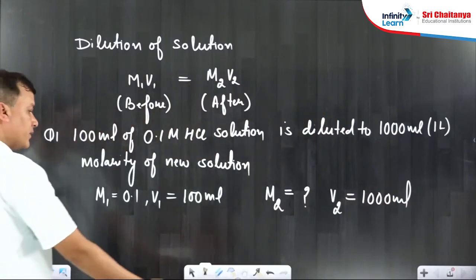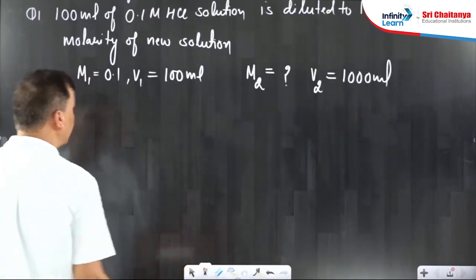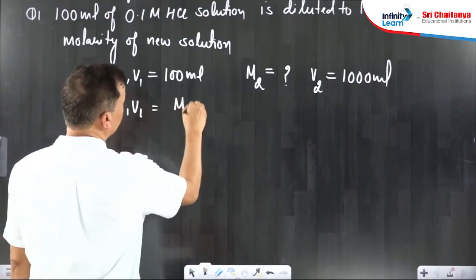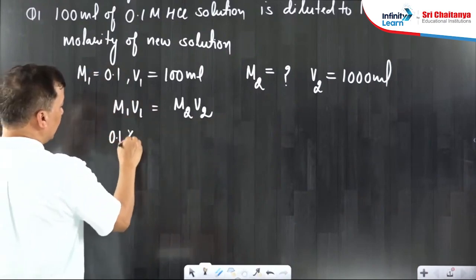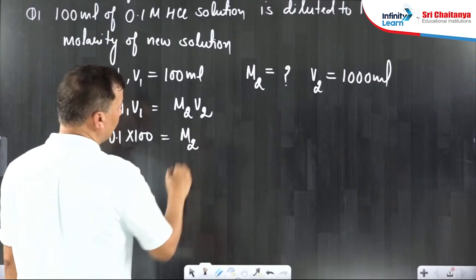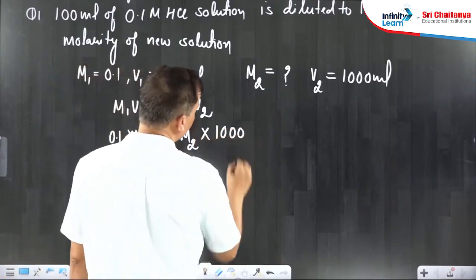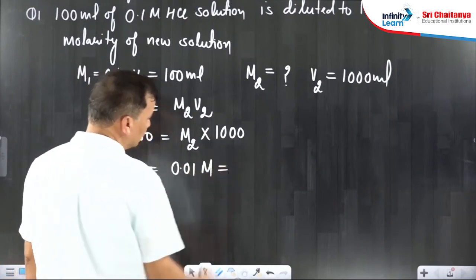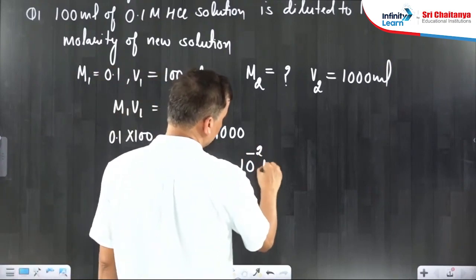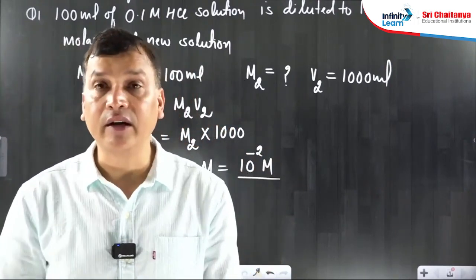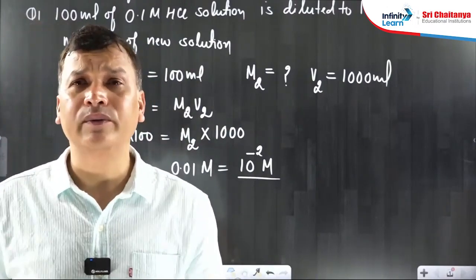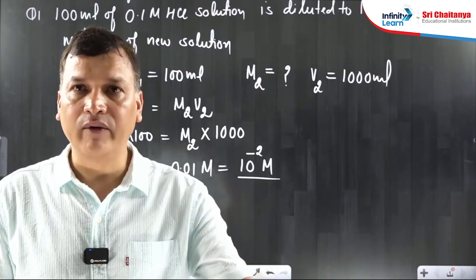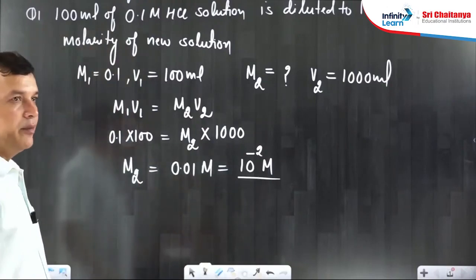So, what did I tell you? I told you that the number of moles of solute before dilution and after dilution will remain the same. So here, I am writing once again, M1 V1 is equal to M2 V2. Here it is 0.1 into 100, and M2, which we have to find out, into 1000. So M2 is 0.01 molar, or you can say 10 raised to power minus 2 molar. Is it clear or not? The number of moles of solute before and after dilution remains the same, because we are just adding water, the solvent, to the solution.